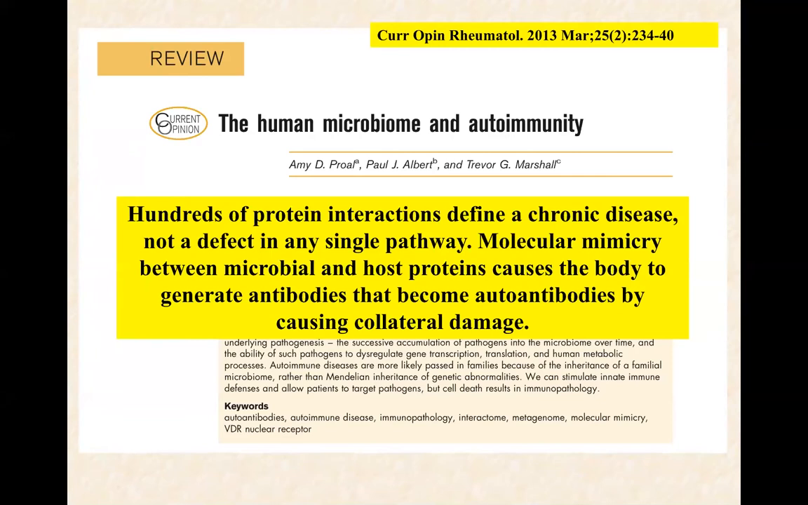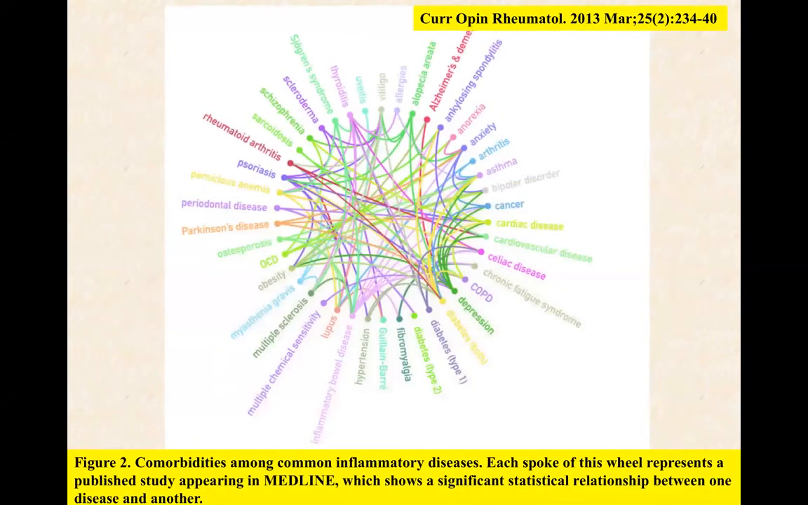You guys kind of wrestle with this idea. You just look at the diagram that's part of that article. Just pick any disease and you will find the studies. Each spoke of this wheel represents a published study appearing in Medline, which shows a significant statistical relationship between one disease and the other. How do you explain MS and myasthenia gravis, or MS and thyroiditis, or MS and lupus, or MS and hypertension? How do you explain these? There are multiple pathways when there's dysbiosis occurring.